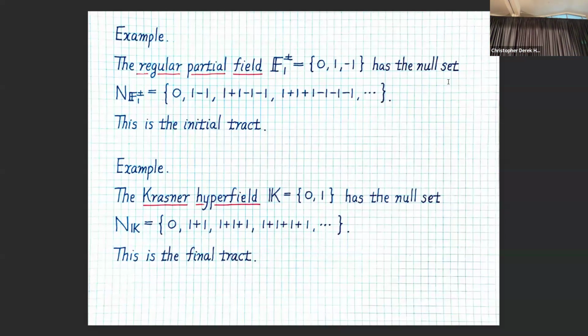And on the other end, you have the Krasner hyperfield, where things are as null as possible. So this is the Krasner hyperfield K on 0 and 1, where 1 plus 1 is null, 1 plus 1 plus 1 is null, and so on. And this is the final tract. Every tract maps uniquely to it.